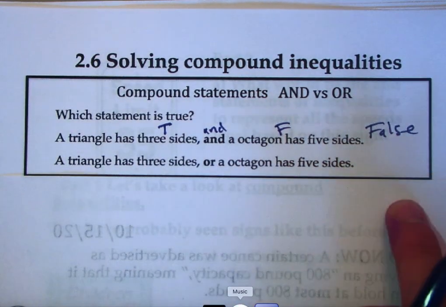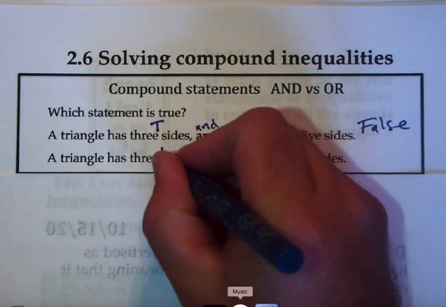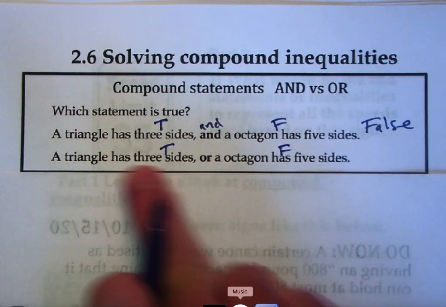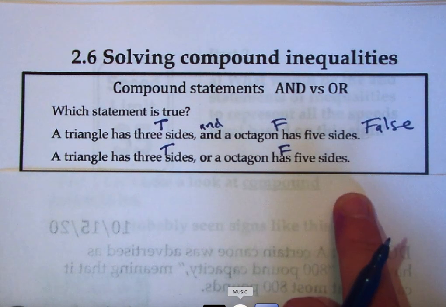Okay, let's read the next one. Did you think about this one? A triangle has 3 sides. That's true. The octagon doesn't have 5. That's false. What do you think about this whole statement? Can we still say it's true?